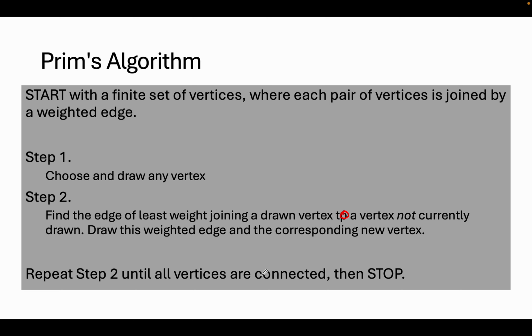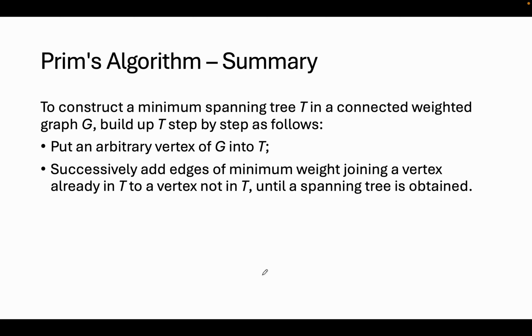Okay, moving on. So first we choose an arbitrary vertex, and then we add on edges from the vertices that we already have, joining a vertex that's already in T to a vertex not in T. The same restriction applies: we'll add an edge as long as it's adding something that's not in the tree.